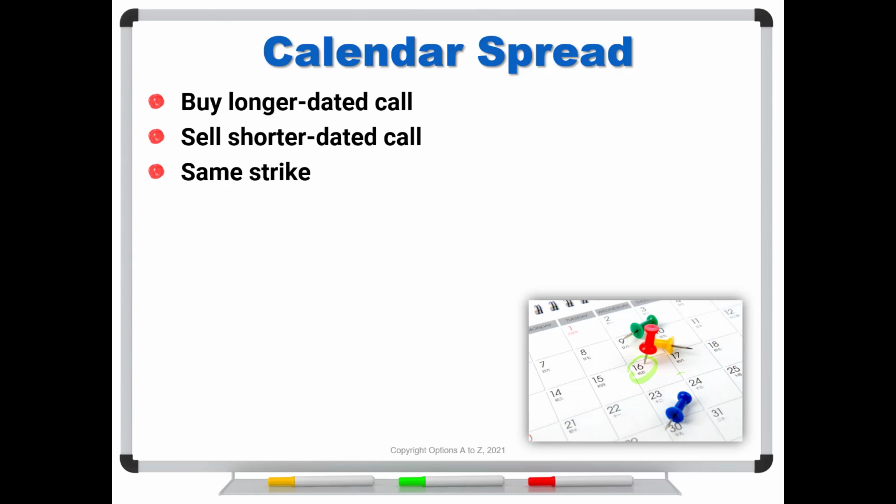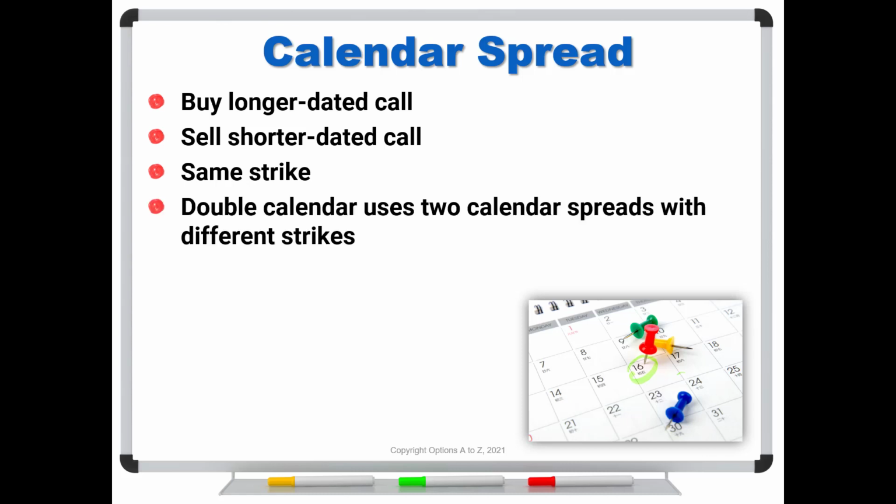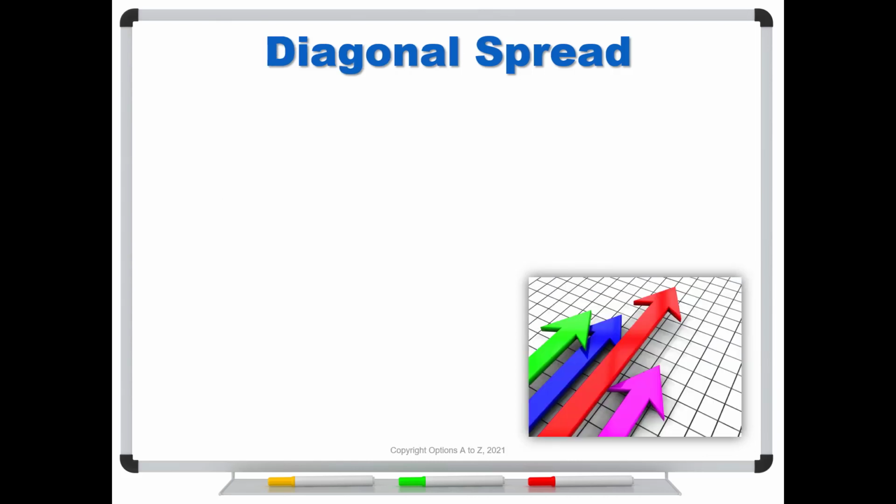Now, if you're using a double calendar spread, it just uses two calendar spreads with different strikes. So you might use the 100 put calendar and the 105 call calendar. That's two different calendar spreads with two different strikes, and then you will have more of the classic looking double calendar strategy.